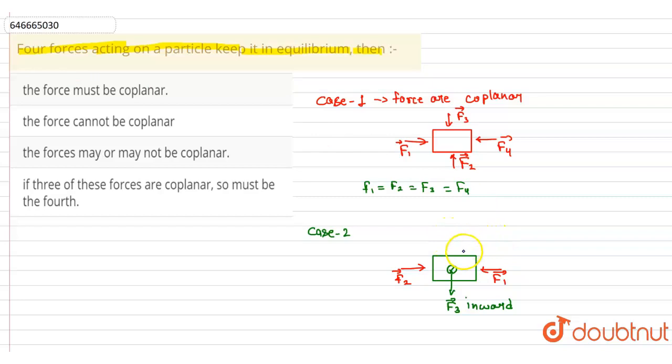Okay, so it is represented by a dot. So the F4 is outward and perpendicular to the plane of the body or object. Okay, similar for F3, inward and perpendicular to the plane.